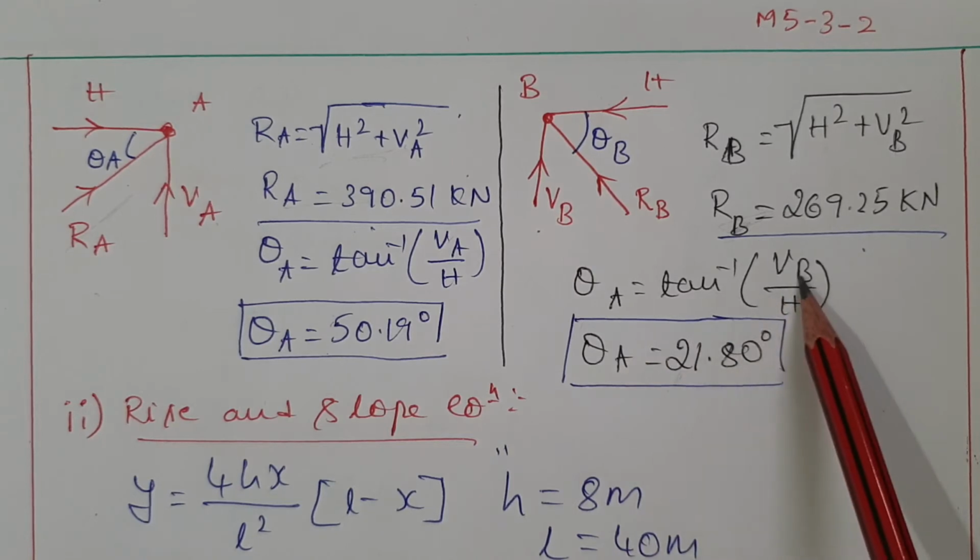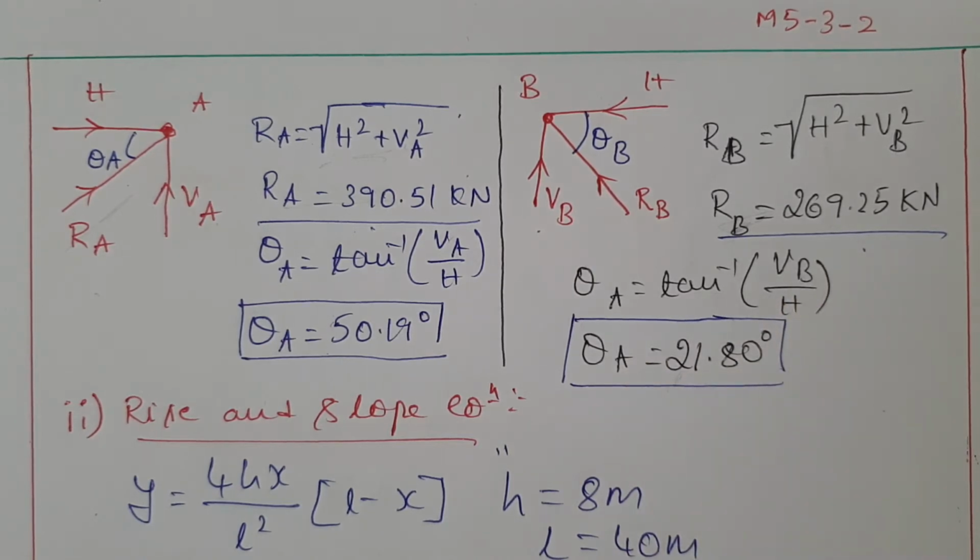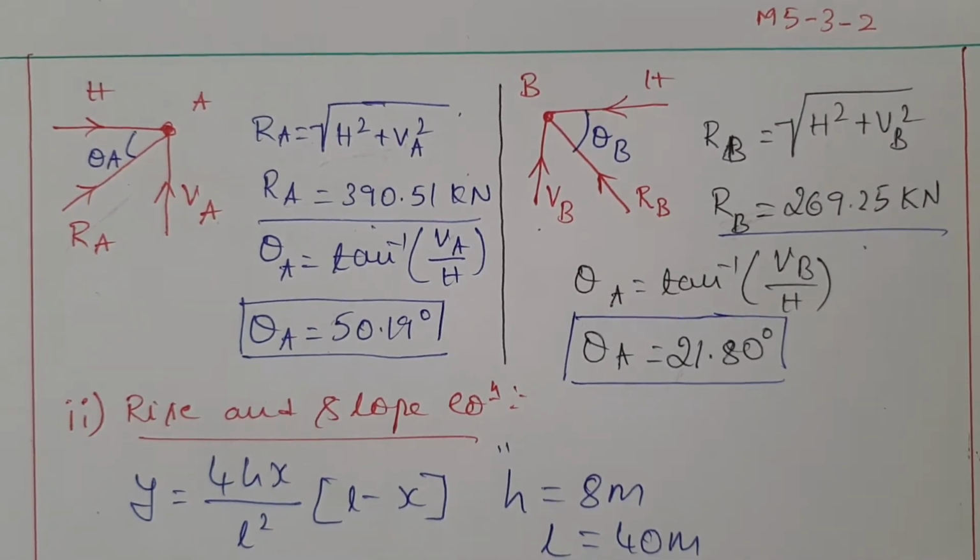Theta will be equal to tan inverse of vertical by horizontal component. Okay, there ends the reaction portion. Now we have to calculate the rise and slope equation.